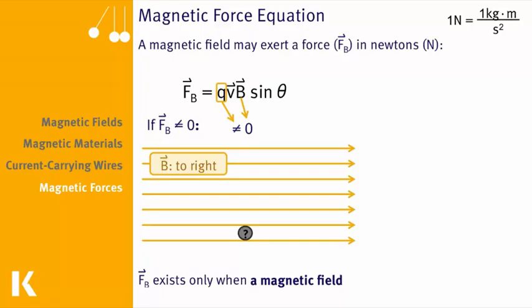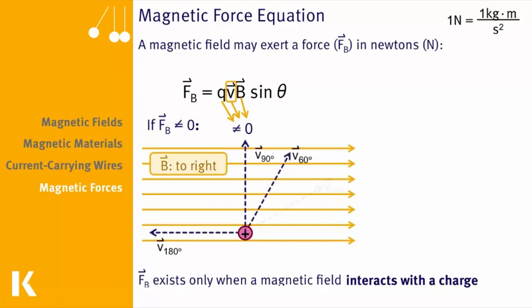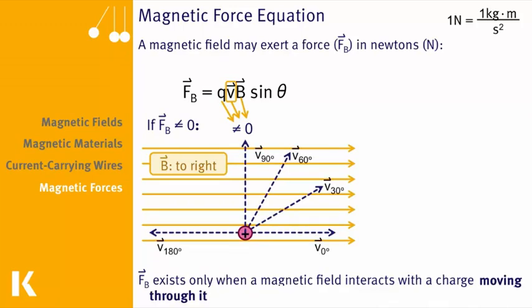So far, we have that we must have a magnetic field, so B may not equal 0, and we must also have a charge. That magnetic field must be interacting with a charge, so Q is not able to equal 0. Next, that charge must be moving. V cannot be 0, or F_B will equal 0. So we have to set this positive charge moving through the magnetic field. We only get a force when that magnetic field is interacting with a moving charge.